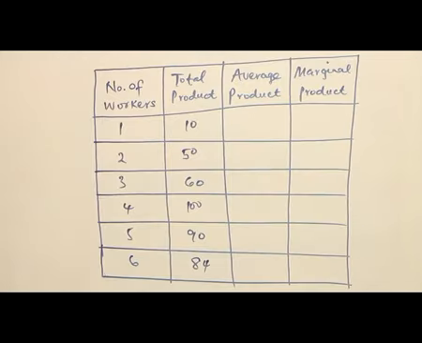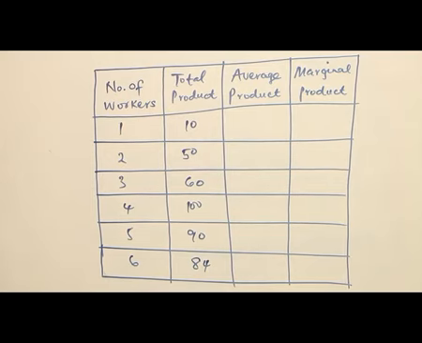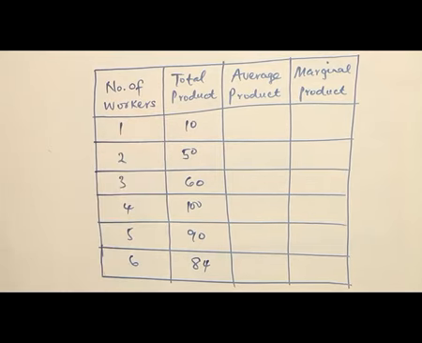I've demonstrated the concepts: total product, average product, marginal product. We want to use this table to further our analysis. Take for instance, we have number of workers. That is a variable input, which implies that land and capital are constant, they are fixed input. So worker is an example of a variable input.